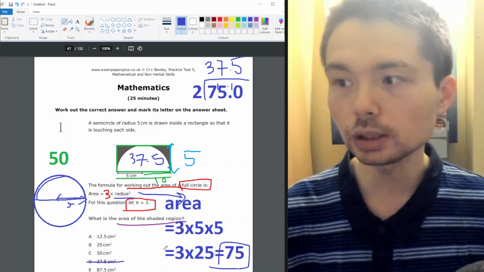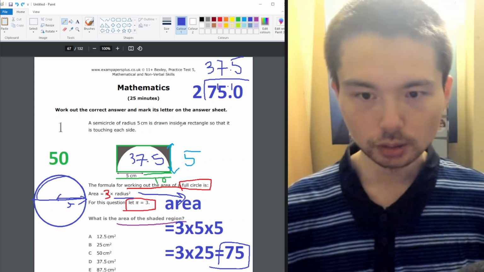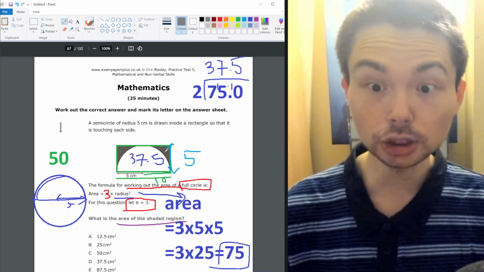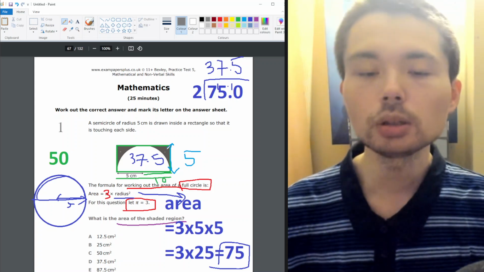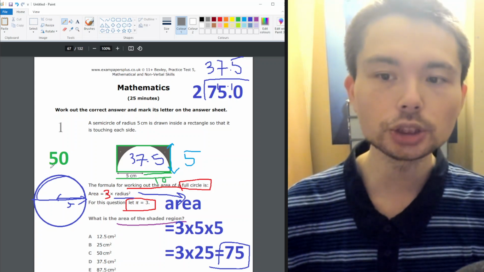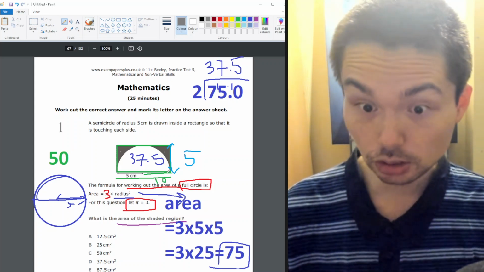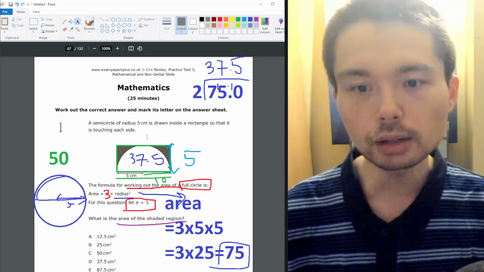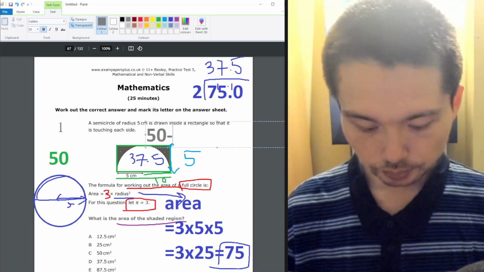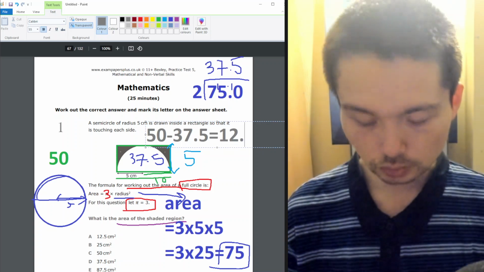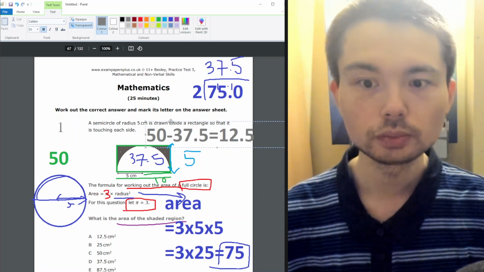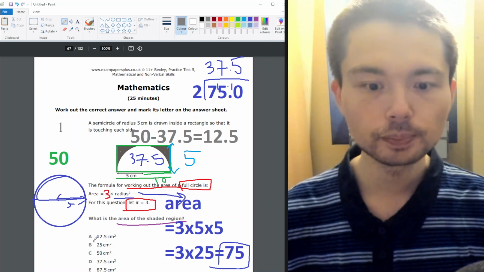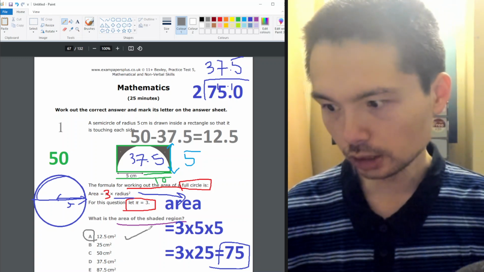Are they being tricky? Absolutely. That option is there, but be careful. We are working out the grey section, which just means the other section. In order to do that, we have the full area, which is 50. The semicircle, which is 37.5. So we need to get rid of it. 12.5. Good. That will be the answer, A.